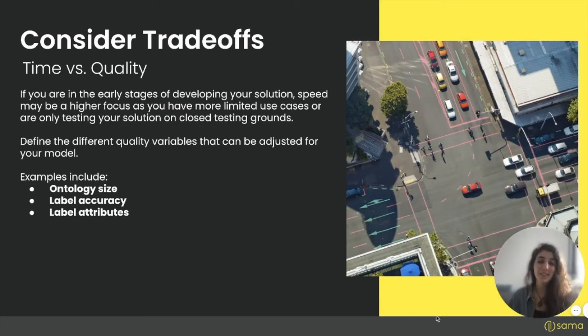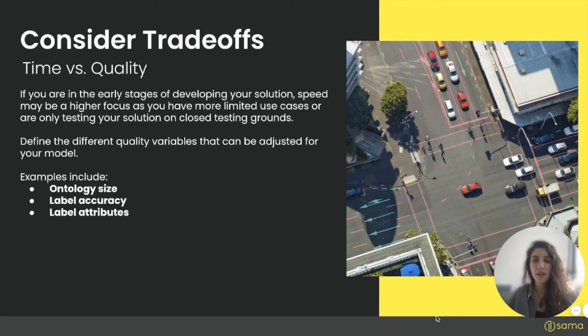Then another thing you have to consider, and this is extremely important, is the trade-off between time and quality. If you're in the early stages of developing your solutions, speed may be a higher focus, as you have more limited use cases or are only testing solutions on a closed testing ground. So define different quality variables that can be adjusted for your model. Some examples are ontology sizes. You might not really need to annotate everything, or the requirements on your annotation might be way tighter further down your development cycle, but at the beginning it might be a little bit looser.